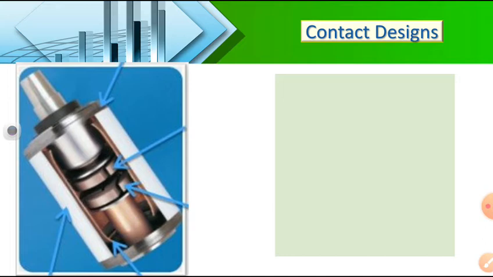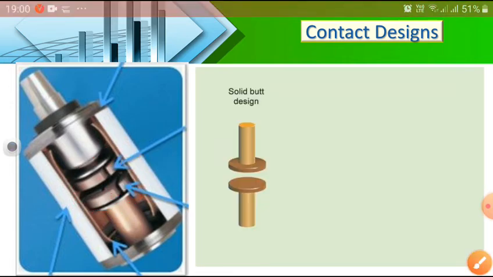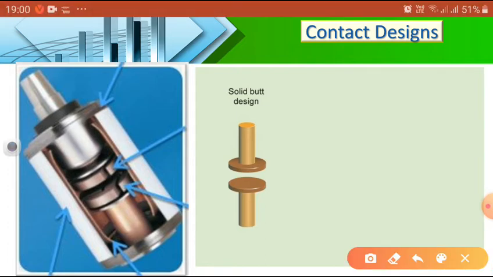If you remove the fixed and moving electrodes or contacts, these are the different shapes. What are the shapes here? First, the solid butt design. You can see this is the fixed rod, and this is a moving rod. The shape is solid, so it is known as a solid butt design.